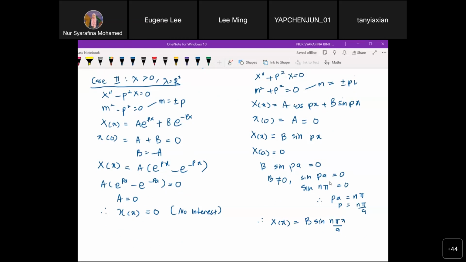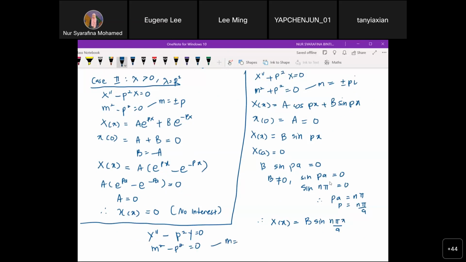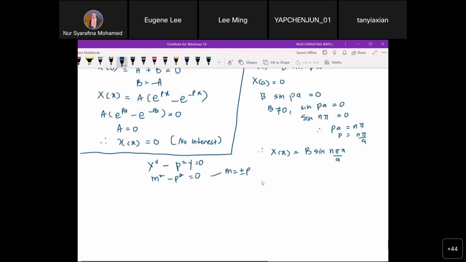Okay, your y: y double prime minus p squared y equals 0. So m squared minus p squared equals 0 will give you plus minus p. So real and distinct. Then y equals A e to the py plus B e to the minus py.